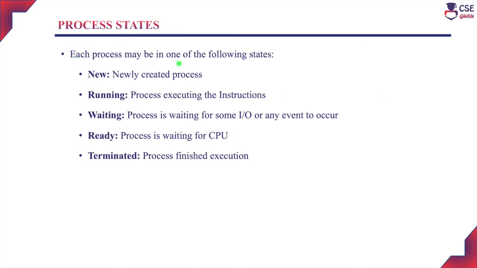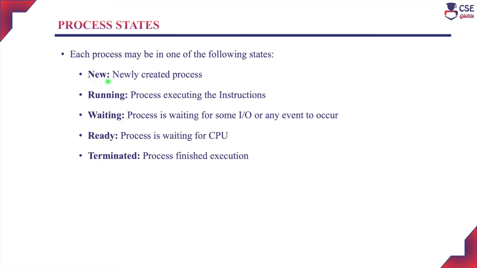Next, process states. Each process may be in one of the following states. That is, once a process is assigned to the CPU for execution and until it completes its execution, it may switch between these 5 states. So these 5 states are new, running, waiting, ready and terminated.